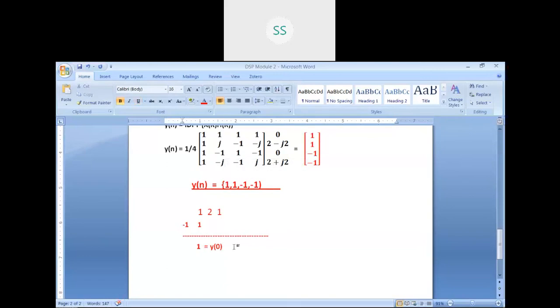Okay. Similarly, in the next sample, what do you have to do? In the next operation, you have to simply shift the second sequence. So the first sequence will remain the same. This x of n is going to remain the same. Next, when you shift it, what is the next answer? It will be minus 1. So the second sample that is generated will be y of 1.